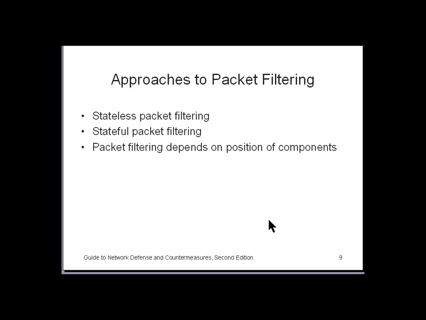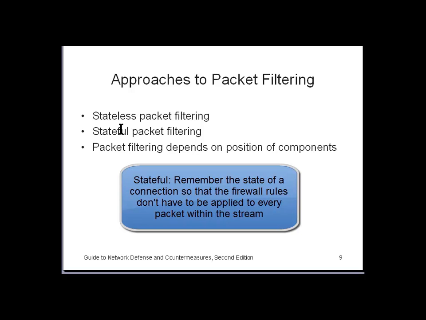Okay, approaches to packet filtering. So we're talking about simple packet filtering, where the firewall is looking at the contents of the headers and trying to match them to rules in your rule base to determine if there are any matches between those. And there's three different types of approaches to packet filtering. There's stateless, stateful, and packet filtering depends on position of components. That's kind of weird. I'm not sure what it means by this, but there's stateless and stateful, and we'll actually talk about that in your homework. You'll actually be creating a stateful packet filter, and we'll see why that's a lot more efficient than a stateless packet filter.